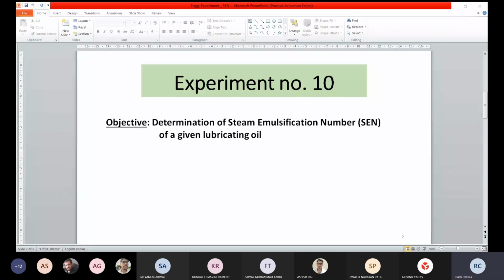Yes, ma'am. So as I said, today is going to be the last experiment that we will be discussing, and the objective for that experiment is going to be the determination of steam emulsification number of a given lubricating oil. Now you have studied about this characteristic of any oil in your theory class. Will anyone define it? What is steam emulsification number?